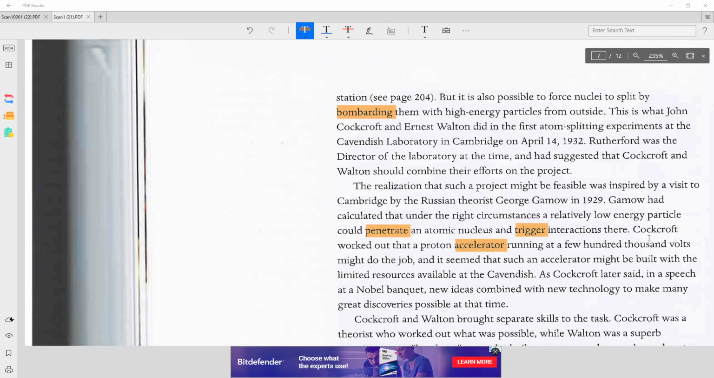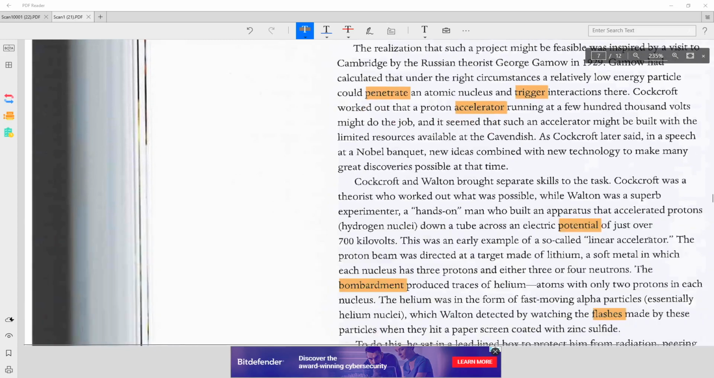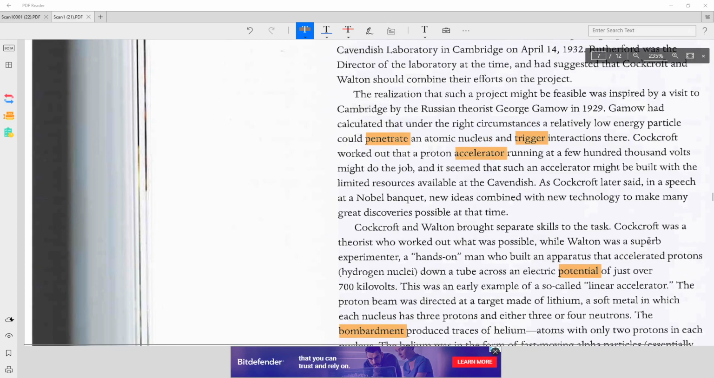Rutherford was the director of the laboratory at the time and had suggested that Cockcroft and Walton should combine their efforts on the project. The realization that such a project might be feasible was inspired by a visit to Cambridge by the Russian theorist George Gamow in 1929. Gamow had calculated that under the right circumstances, a relatively low-energy particle could penetrate an atomic nucleus and trigger interactions there.